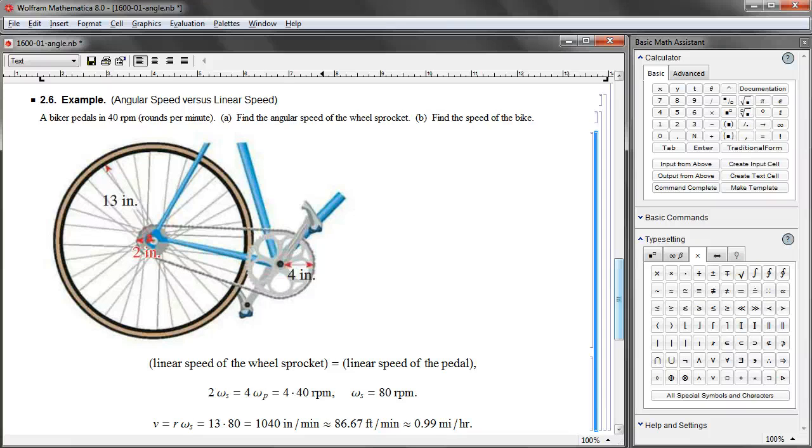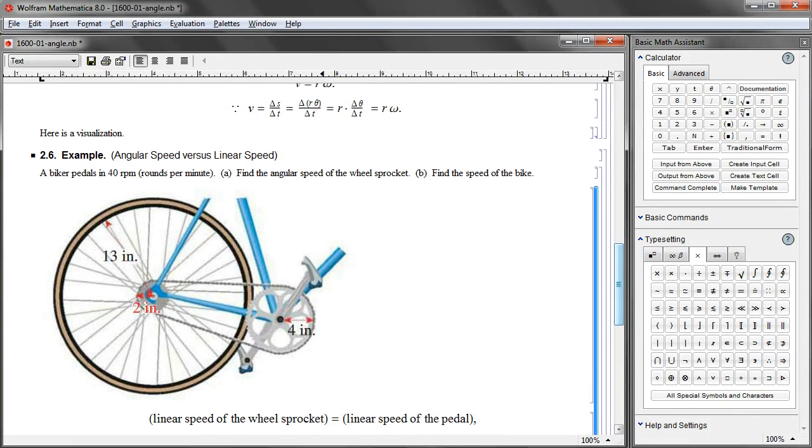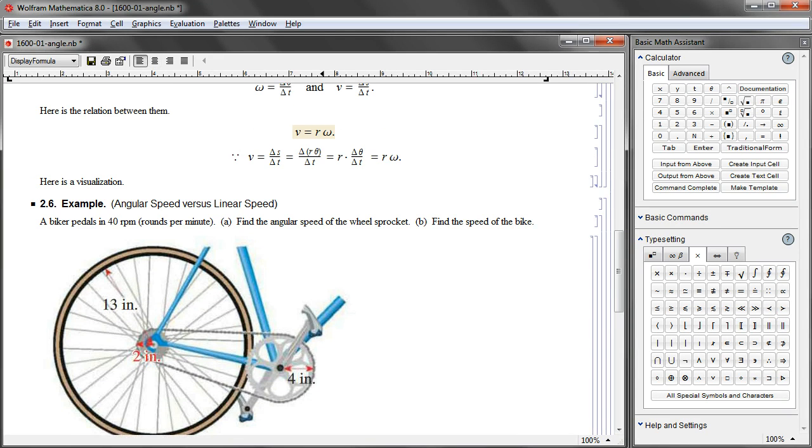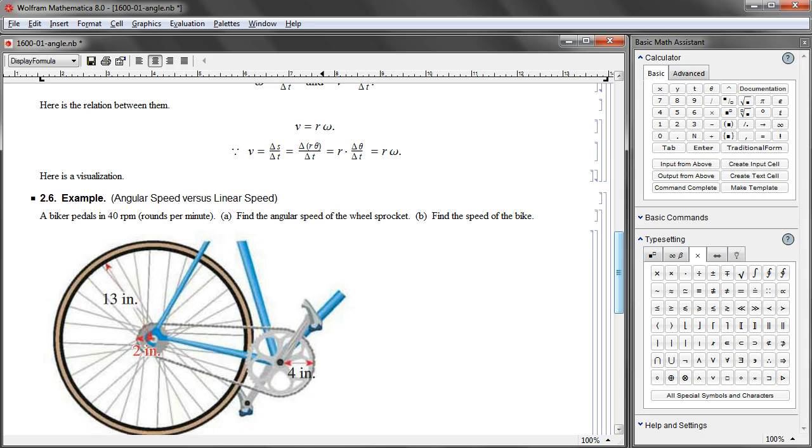Part A of the problem. Linear speed of the wheel sprocket is going to be the same as linear speed of the pedal because they are tied together with this chain, you see. And the problem did not ask you to find out how fast this chain is moving. Well, you could find out if you want to, because after all, we have this formula here, v equals r omega. Omega is given for 40 RPM, and radius is 4 inches. But in this case, we are looking for the angular speed of the wheel sprocket.